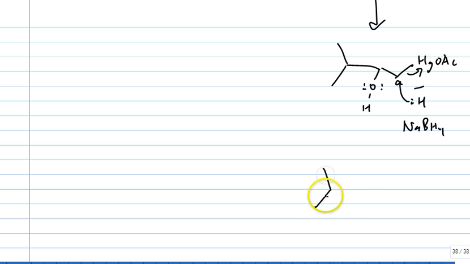So what you end up getting is Markovnikov. You got the H right here, which is this H right there, and the OH right there, with no carbocation rearrangement. What did the OH do then, after the sodium borohydride?